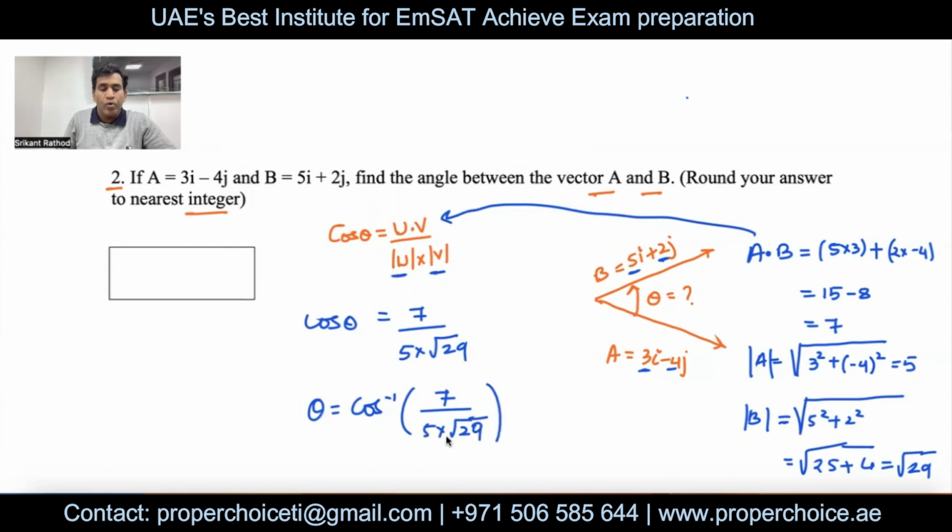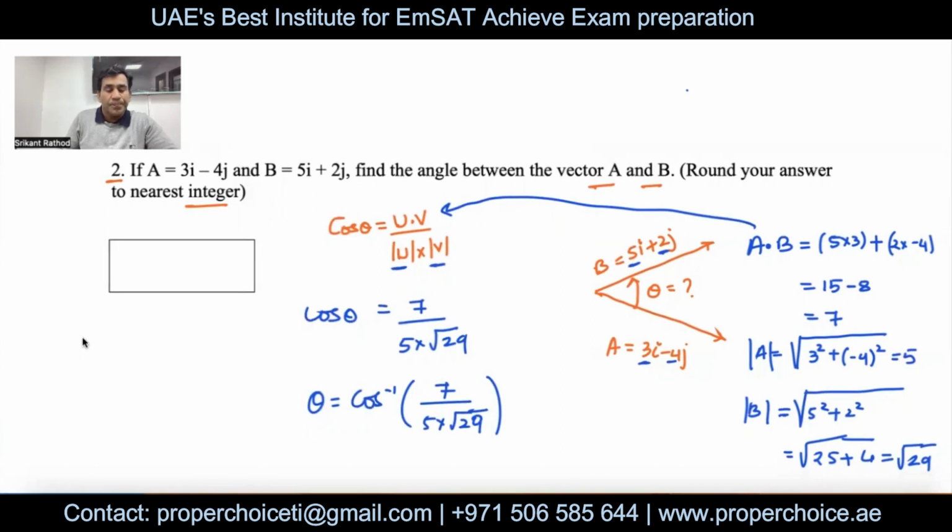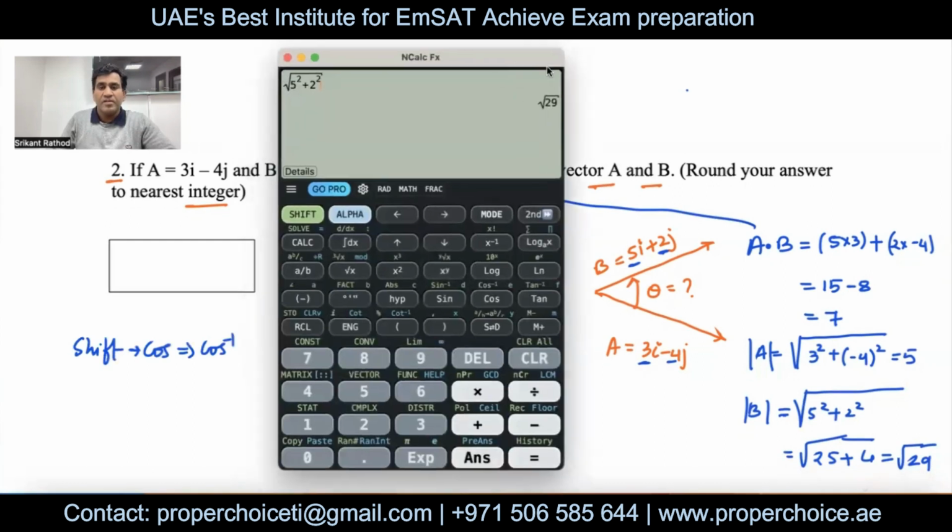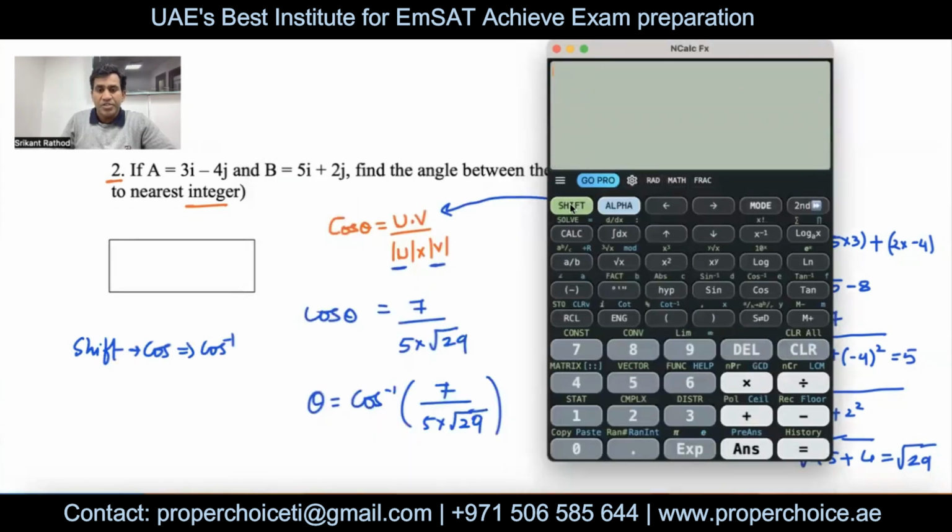And how do I go to cos inverse? You have to press shift and then the cos button on the calculator, which takes you to cos inverse and makes theta alone. Let's take help of the calculator. Shift, cos, type the value we have, 7 divided by 5 times square root of 29, and close the bracket. Press S-D, since your calculator might show you the result in decimals.